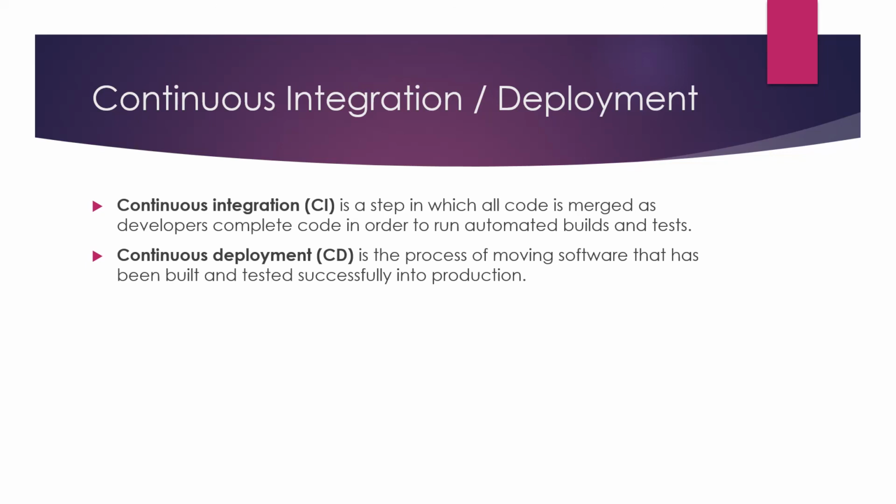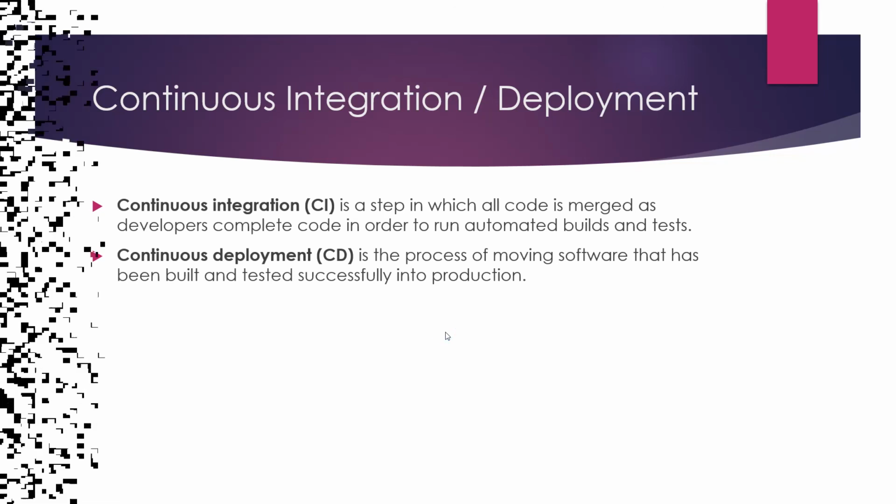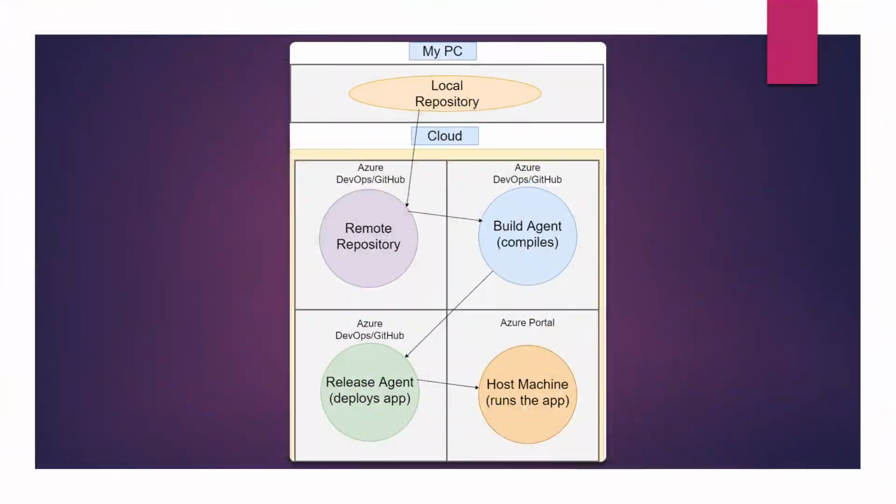So immediately what should strike you here is that the integration is more to do with the code itself being merged into build, and the deployment is more about taking that build software and moving it into production, which in our case could be, for example, moving it onto the host machine into app service where it runs. So moving on, we'll see the graphical representation of the continuous integration and continuous deployment structure.